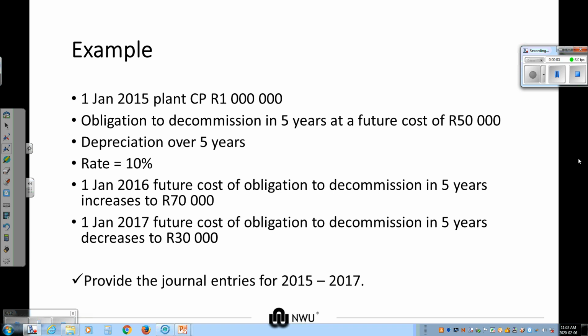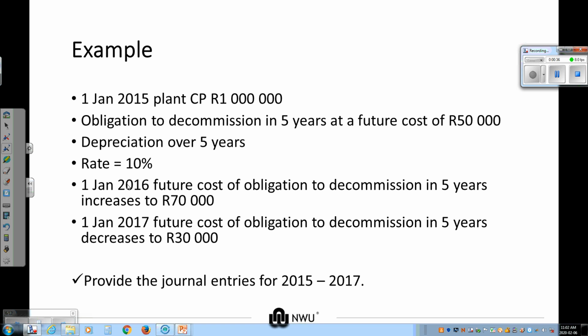Let's jump right into our first IFRIC 1 example. So we have a plant, cost price was R1,000,000, 1st of Jan 2015. Then they tell us we have an obligation to decommission in 5 years at a future cost of 50,000. So we know this will be my future value over 5 years, 5N. My interest rate is 10, and I know that I will have to capitalize the present value to this 1 million as well. Depreciation is over 5 years.